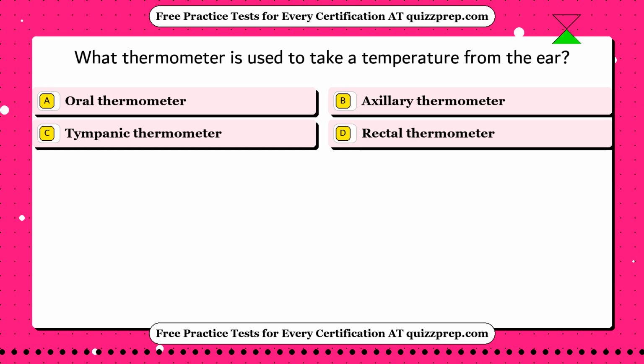Question 63. What thermometer is used to take a temperature from the ear? Option A, oral thermometer. Option B, axillary thermometer. Option C, tympanic thermometer. Option D, rectal thermometer.